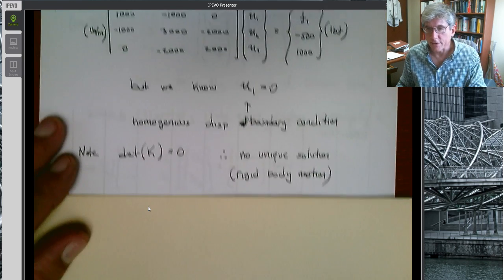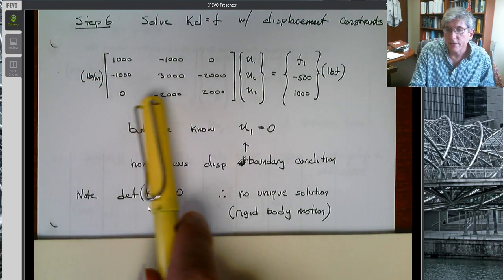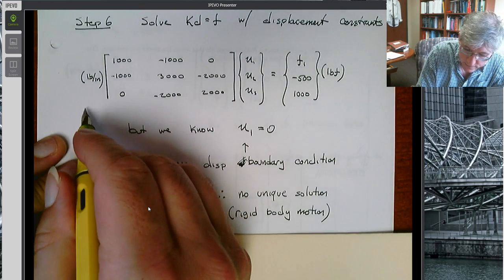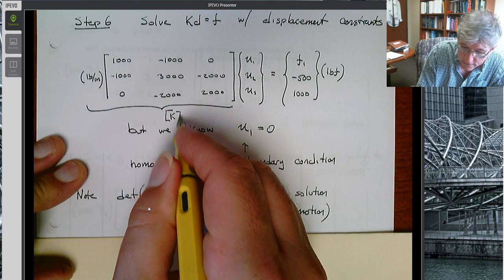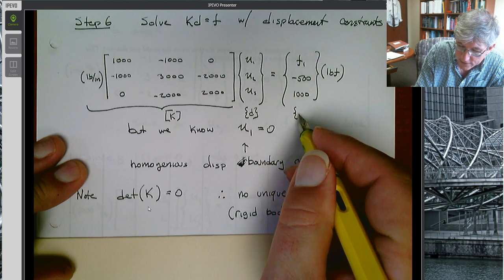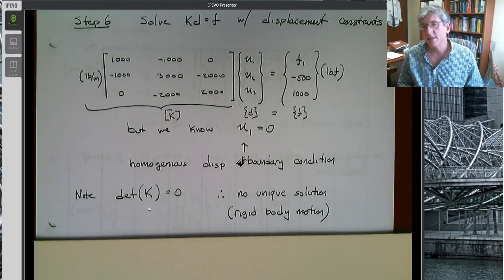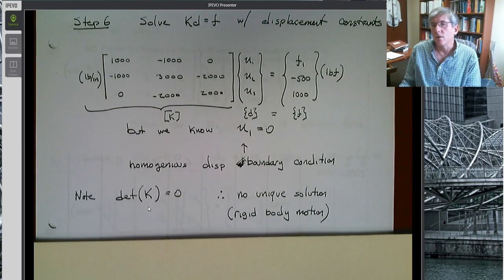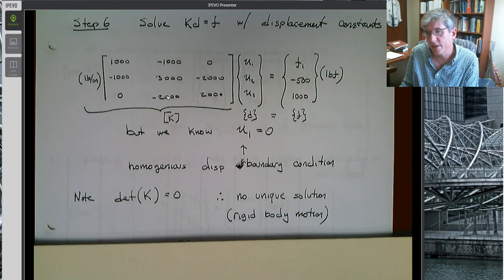Another interesting thing to note about this problem is, if you just look at this stiffness matrix by itself, as it stands now, right? This is the global stiffness matrix, K. This is the unknown displacement vector, D, and this is the right-hand side external forces, F, right? So if you look at K by itself, its determinant is 0, right? So you can go through and take the determinant of this matrix. You'll see that. Well, it turns out to be 0. Okay.